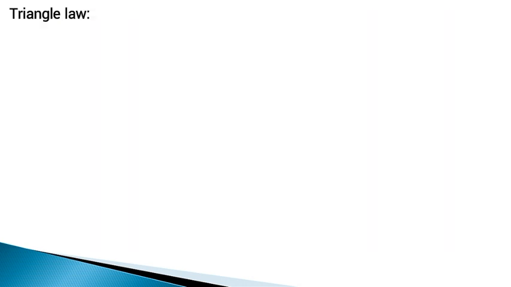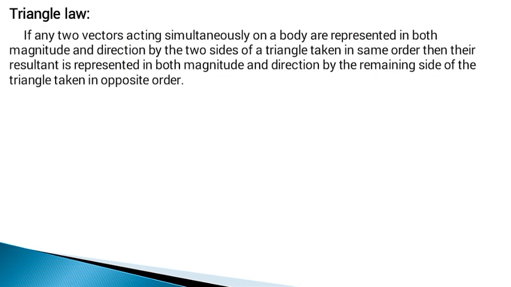Now what is triangle law? Triangle law for the addition of vectors states that if any two vectors acting simultaneously on a body are represented in both magnitude and direction by the two sides of a triangle taken in the same order, then their resultant is represented in both magnitude and direction by the remaining side of the triangle but taken in opposite order.